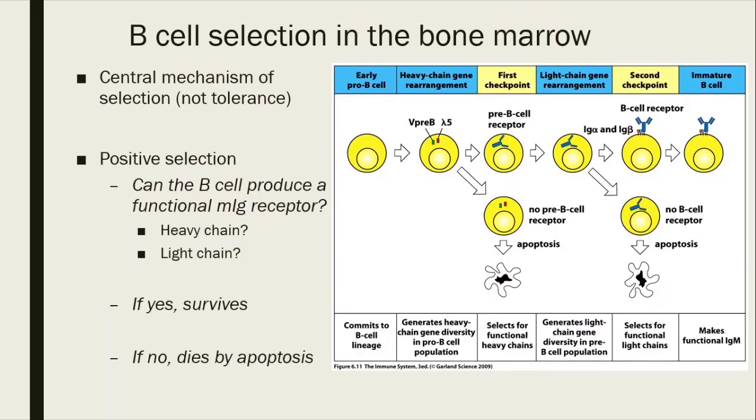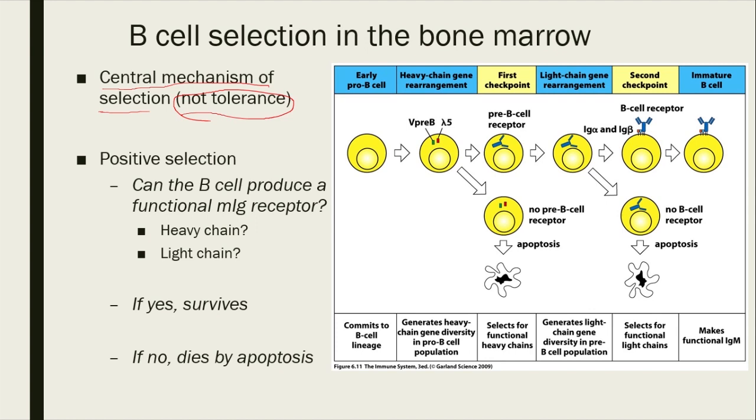Now move on to the B cell branch of the story. Here is just a little bit of a recap. If you want to look back at B cell lymphocyte development, that should give you a little bit of a refresher. Now here is just a summary of the central mechanism for selection. We're not talking about tolerance yet, so this is some of the older material.